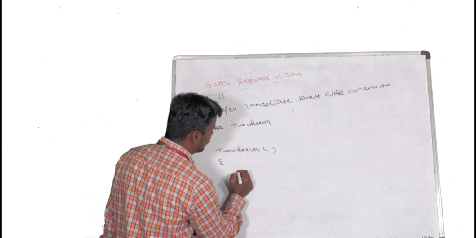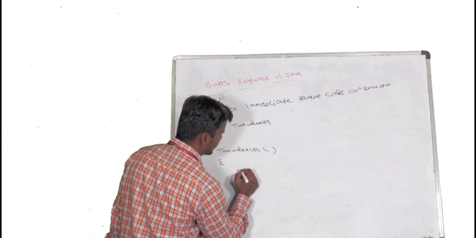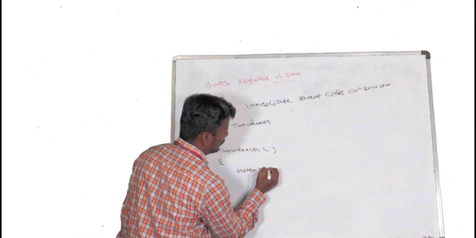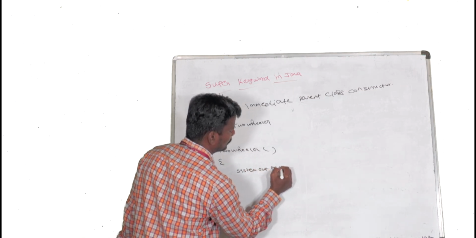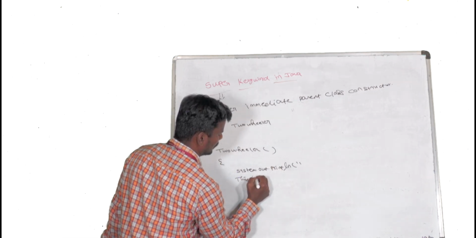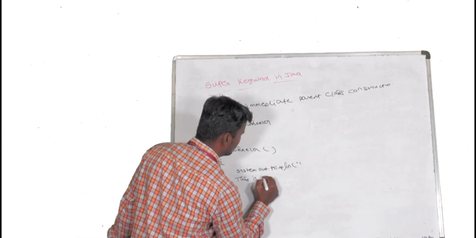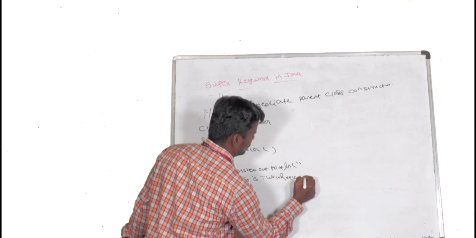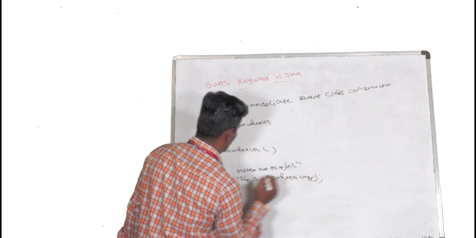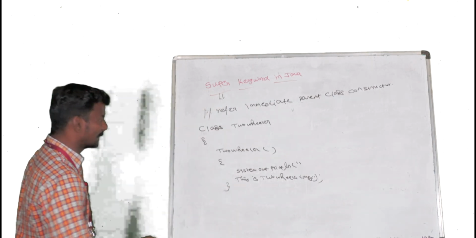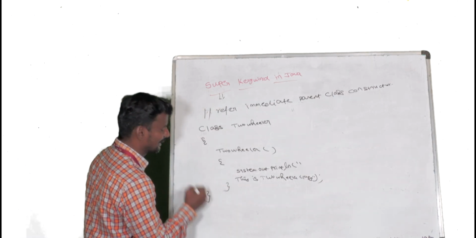And here, in the constructor, we initialize some values. Here I mention a print statement: System.out.println("this is TwoWheeler class"). Now we close the constructor and then close the class.